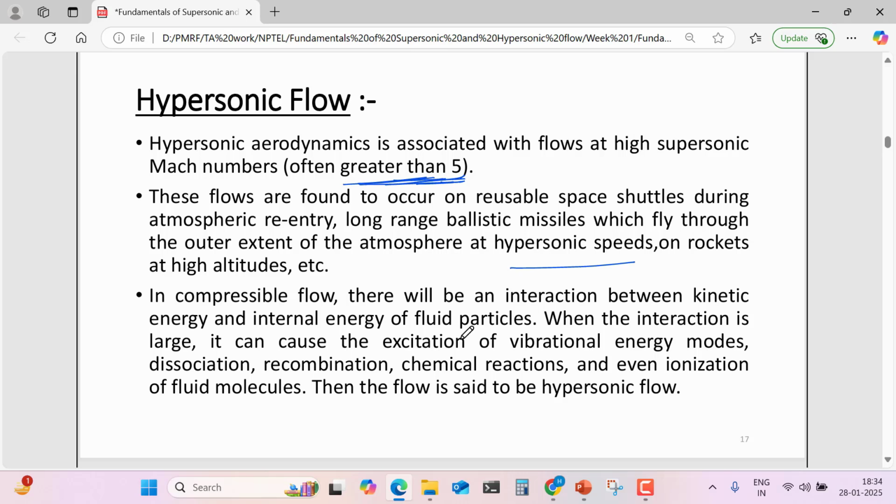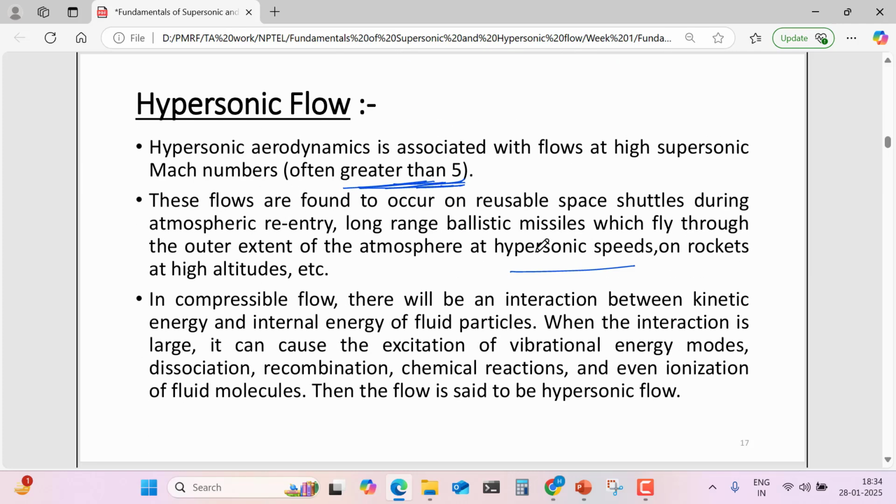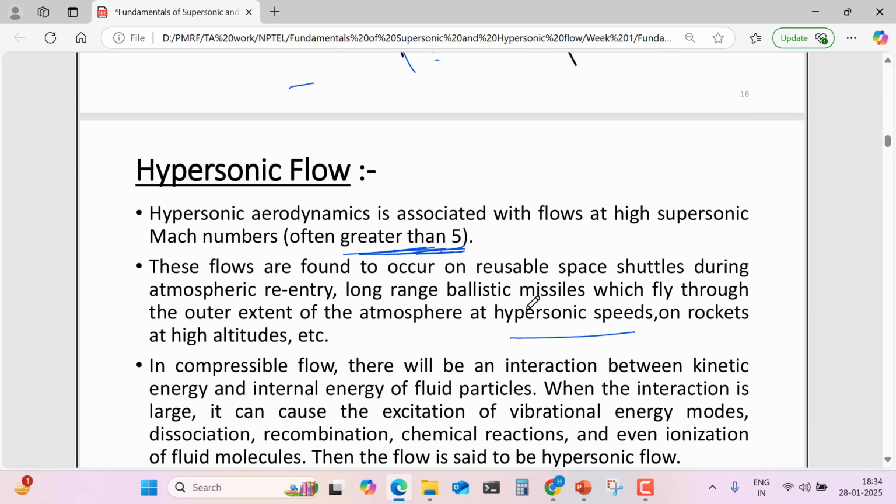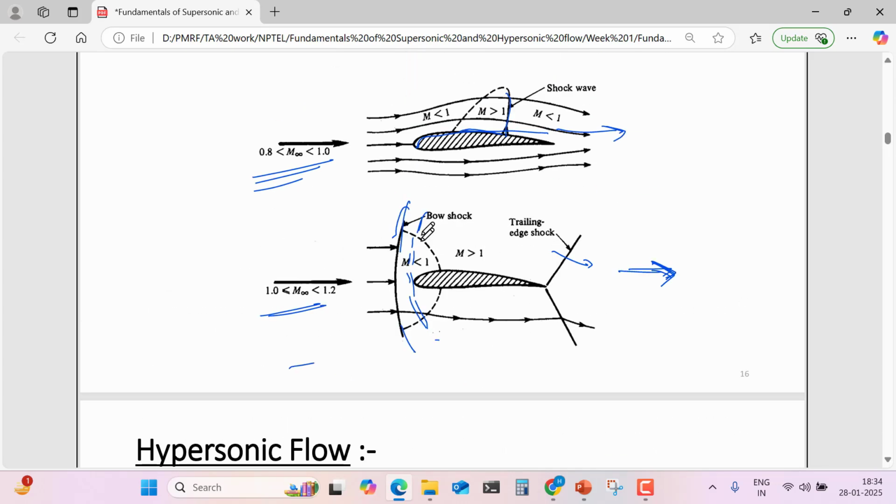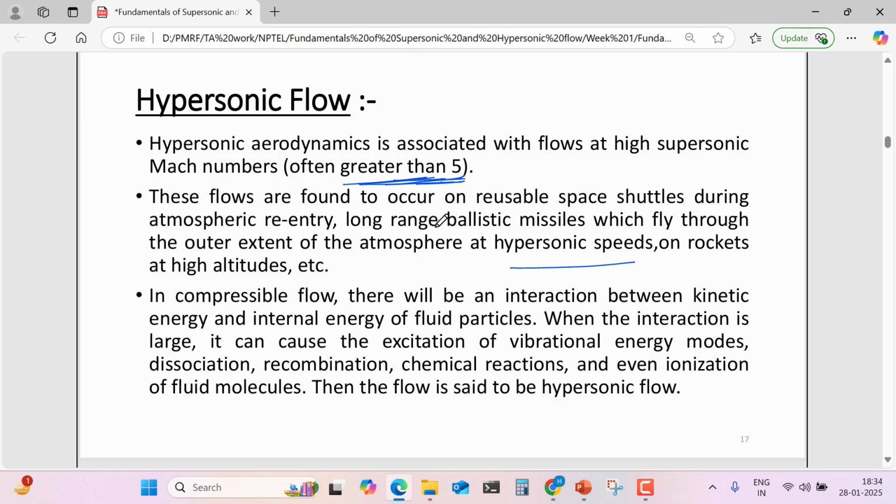So in compressible flow, there is generally interaction between kinetic energy and internal energy of the fluid particle. When the interaction is very large, like see here, if this is very near, then temperature will increase and it will cause recombination, dissociation, and chemical reaction, and even ionization of the fluid molecule. If all these are happening, especially dissociation, recombination, and chemical reaction, then the flow is said to be hypersonic flow.